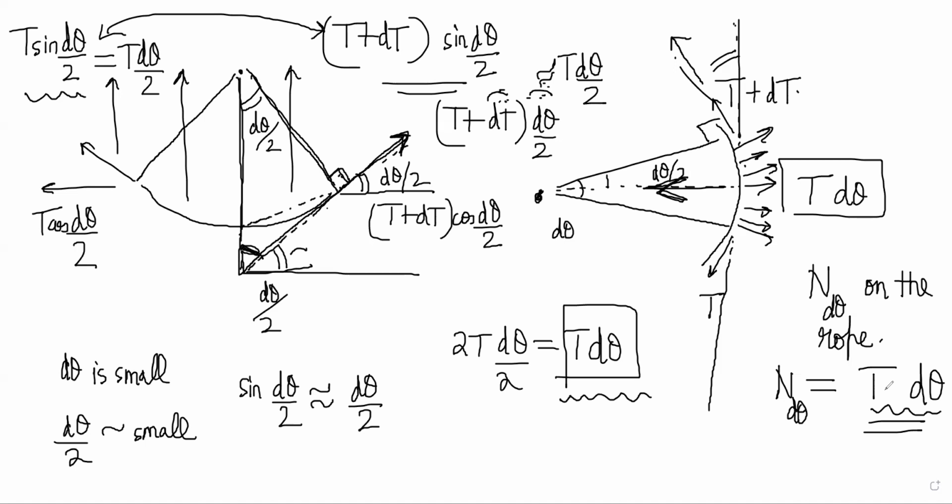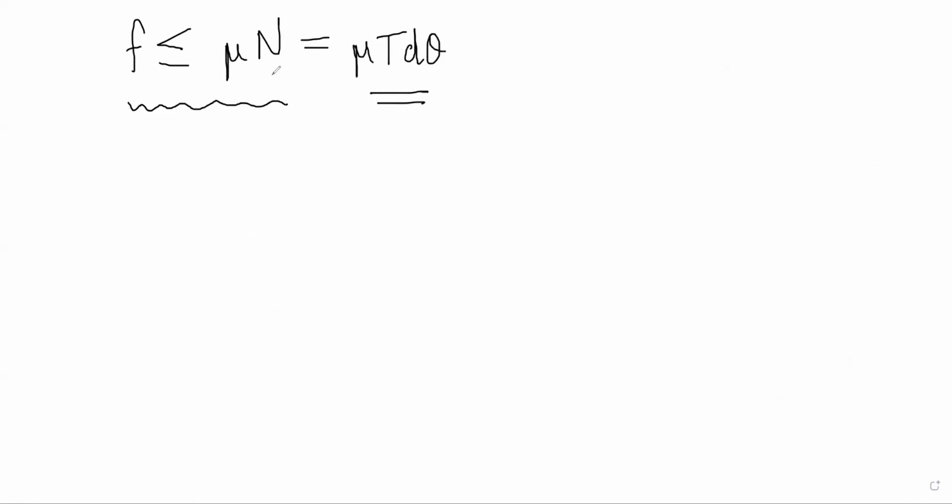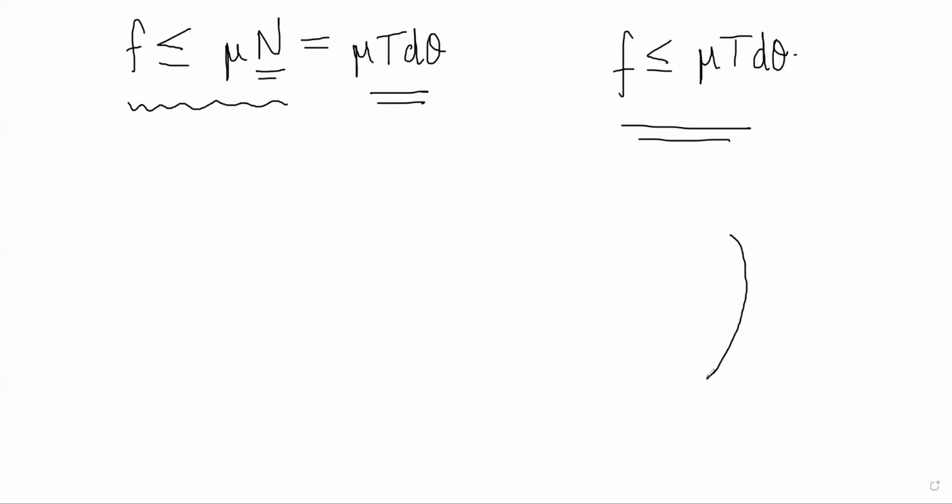Great. Now, obviously the question stated that there was friction in this situation and it was static friction. So the friction force will satisfy the relation μN. Friction is always less than or equal to μN, which is equal to μT dθ, because we just saw that the normal force was T dθ here, right? So we have friction less than or equal to μT dθ on the portion of the rope, and it is this friction that gives rise to the difference in tensions.